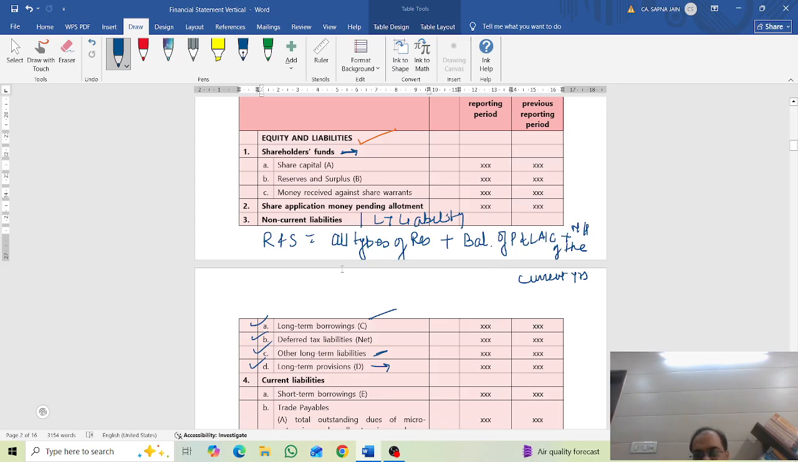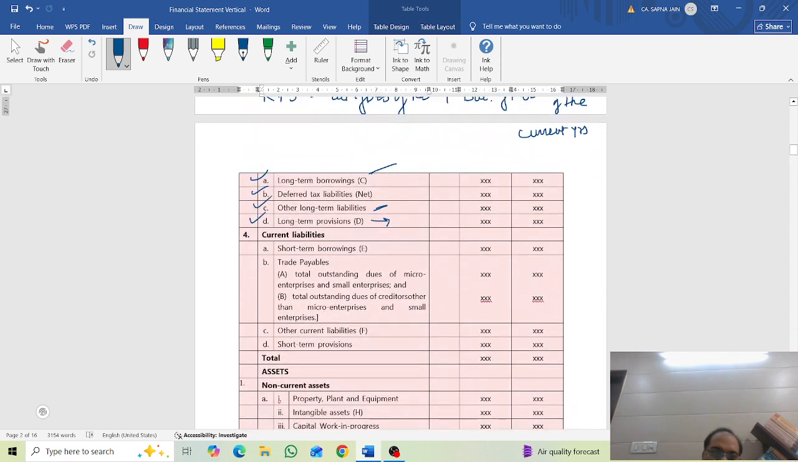Same as non-current liability, again total 4 components under the current liability. The first component is the short-term borrowing, same as long-term borrowing. अगर आपने पैसा उधार लिया, आपने लोन लिया 1 साल से कम के लिए, the duration of the loan amount is less than 1 year, then such liability is called short-term borrowing.